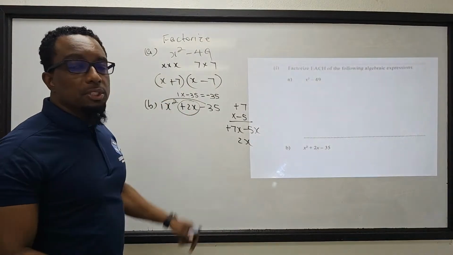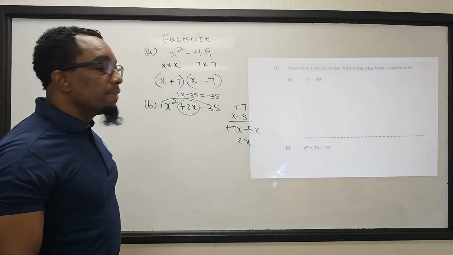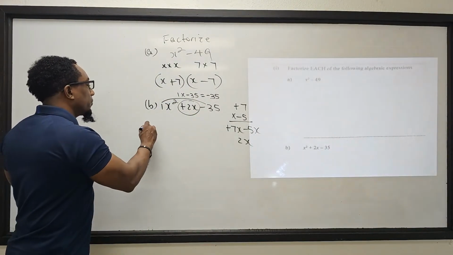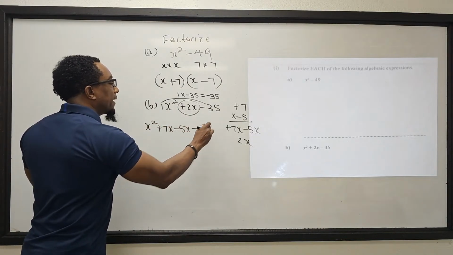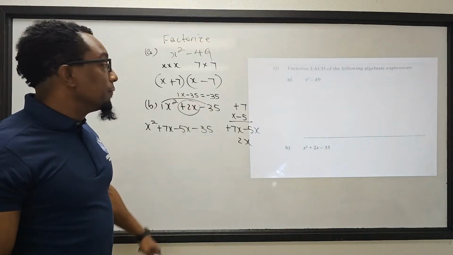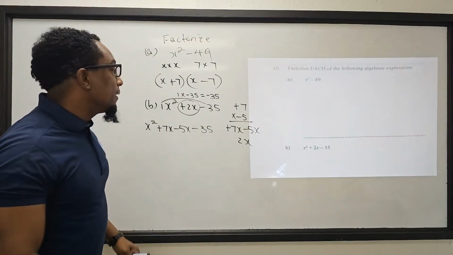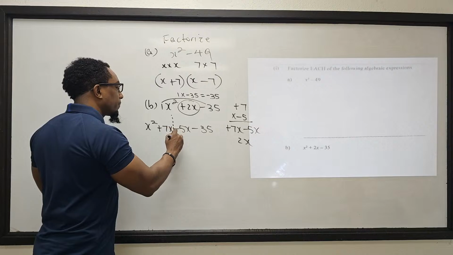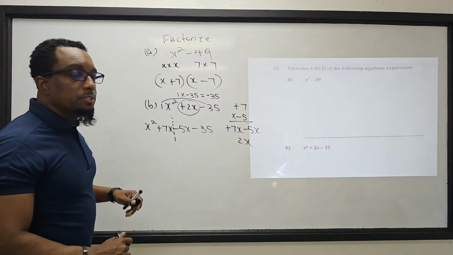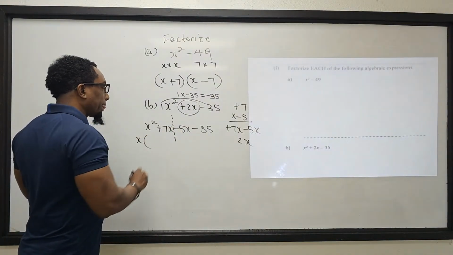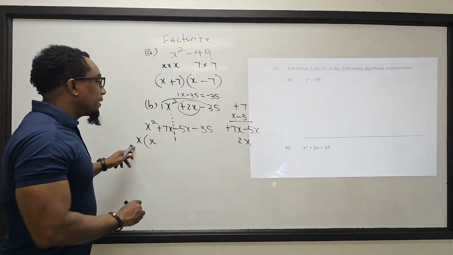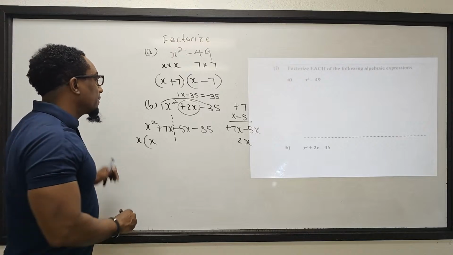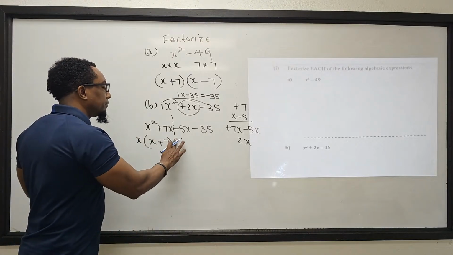My middle term achieved. And what we're going to do is to rewrite the expression as x squared plus 7x minus 5x minus 35, when I move from 3 terms to 4, and we pair off. What is common to the first pair? Clearly x. So I divide x into x squared to give me x. I divide x into plus 7x to give me plus 7.